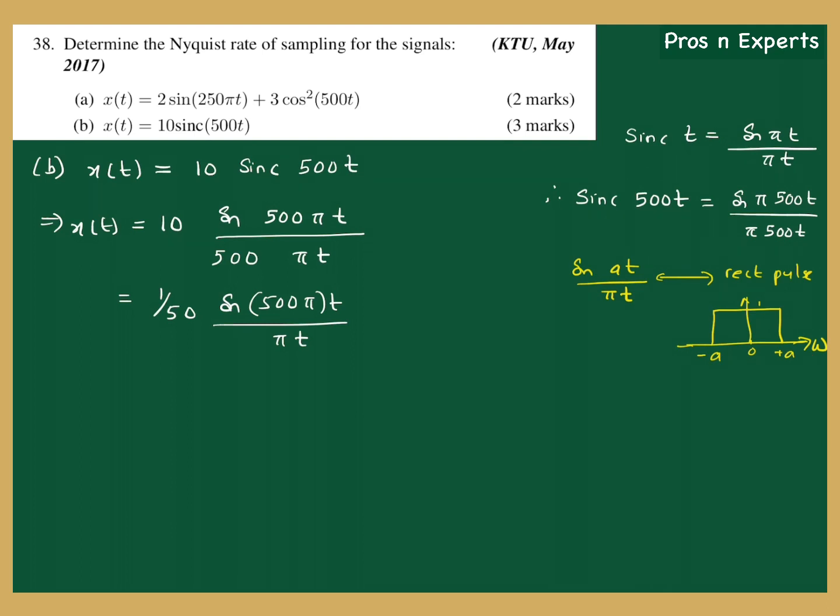What should be done to convert it into frequency in hertz? You divide by 2 pi, right? Divide every value by 2 pi and you will get frequency in hertz. So this is an important result you have to remember. What you have in hand is 1 by 50 into sine 500 pi t by pi t. So it is of the form sine at by pi t, where a is 500 pi. Is that right? Of course it is. So what is the Fourier transform? Therefore, the Fourier transform of x of t will look like this.